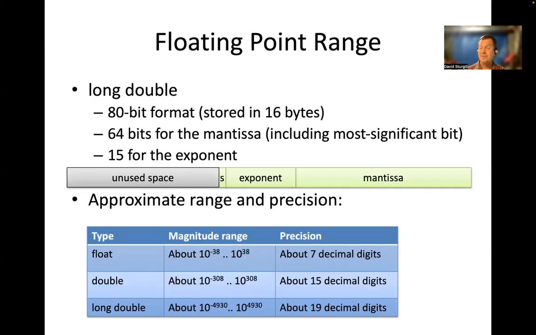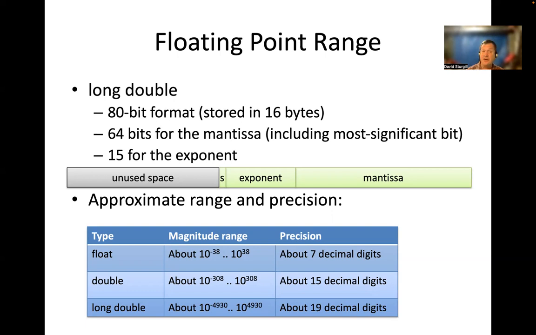For long double, well, that's 16 bytes on the common platform. And it uses still just 1 bit for the sign bit, 15 bits for the exponent, 64 bits for the mantissa, and it's even got some bits that it doesn't use. Of those 16 bytes, it's leaving, sorry, I'm trying to count up. It's leaving a bunch of bits unused in that space. Down at the bottom, I've given some rules of thumb for how you can think about the range of these types.